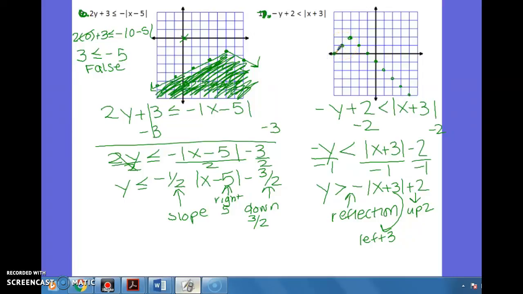Solid or dashed? Dashed. In or out? If you put 0 in, you get 0 is greater than negative the absolute value of 0 plus 3, plus 2. So negative 3 plus 2, negative 1. 0 is greater. Nice. So it's outside the absolute value.